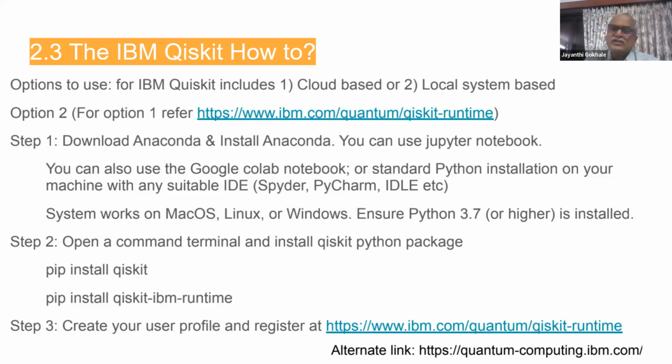The third way is you can also use any other standard Python installation with a suitable IDE. It could be Spyder, PyCharm, IDLE, or whatever. And you can also pip install the required packages, right? As we all know, Python 3.7 or higher is what is preferred. And this obviously works on most of the standard operating systems which we are aware of, like Linux, Windows, Mac OS and things like that. Okay, so what are the packages you need to install? You just say pip install qiskit, and you can also say pip install qiskit-ibm-runtime. Okay, so this is what is essentially needed to be set up.